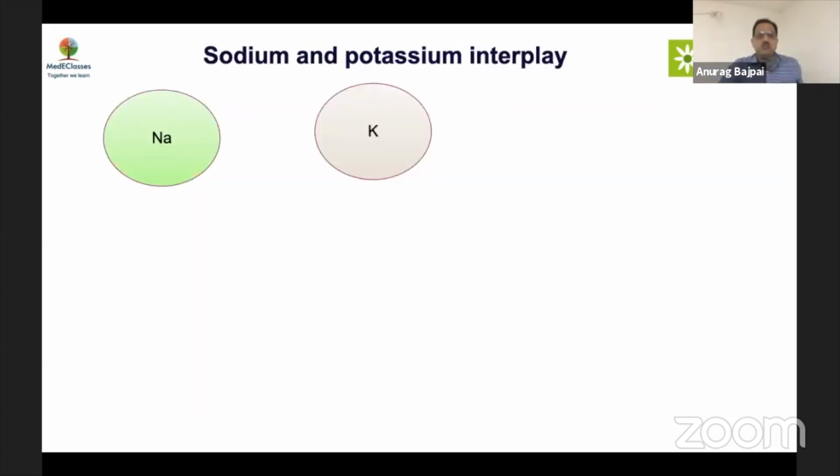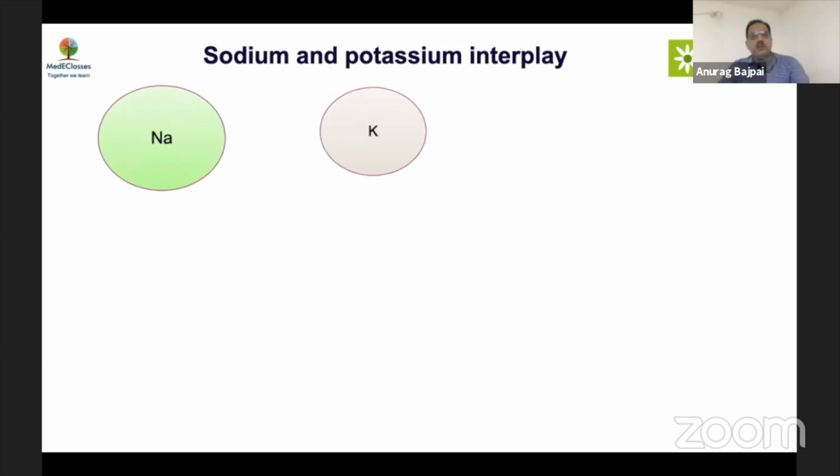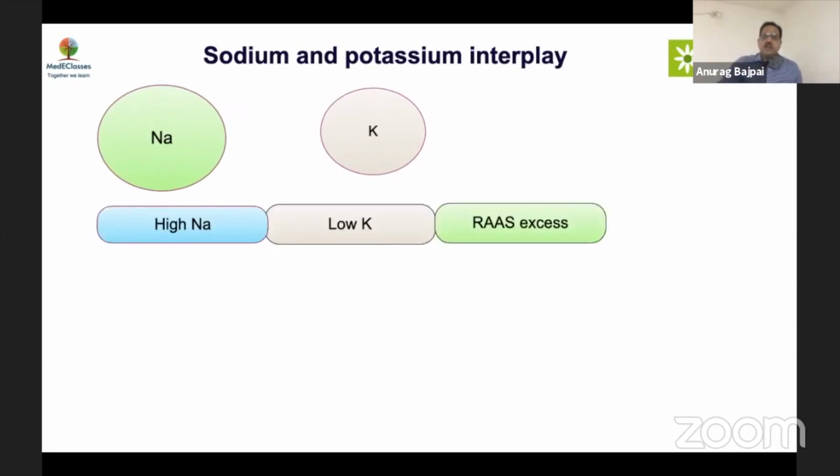Now, this is a very, very important slide to really concentrate on and understand about sodium and potassium interplay. Usually, in the body, the sodium and potassium go opposite. So if your sodium level is high, you expect the potassium to go down. This is basically a classic presentation of RAS excess. This could be something like Bartter syndrome, a form of Liddle syndrome, or a form of Gitelman syndrome, in which you've got more RAS, high or high normal sodium and low potassium.